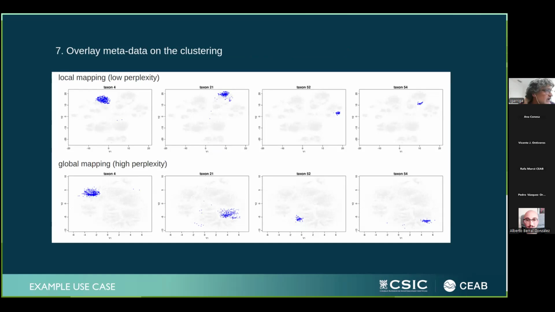And finally, what we can also do with BigMap is to overlay metadata on the embedding so that we can check how things have been mapped. Here, for instance, we are mapping different taxons, different groups of genomes, both on the local mapping and on the global mapping, and we can see whether they have been mapped together or far apart from one another. So we can check these kinds of things.